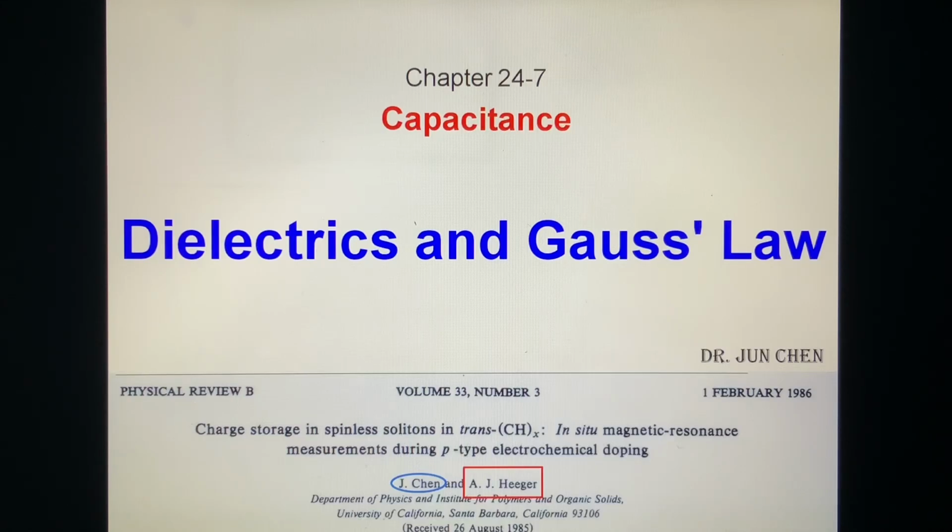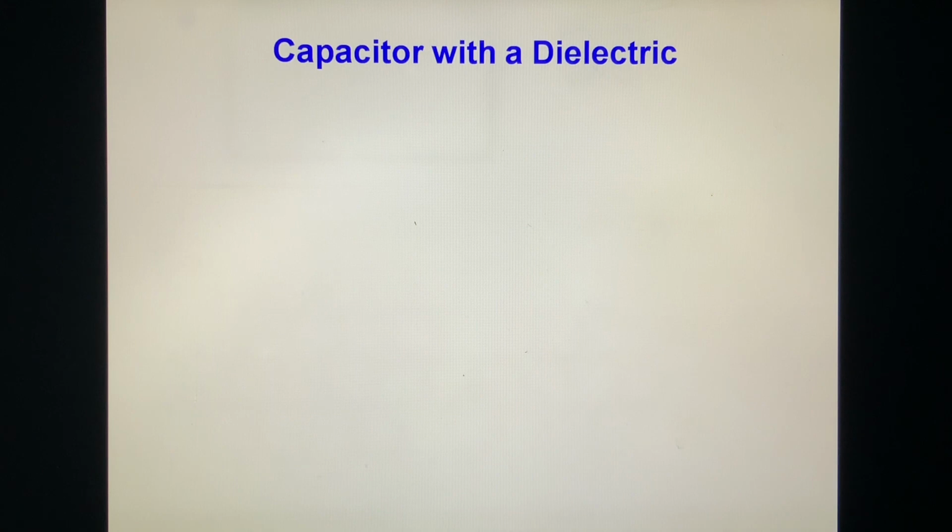Dielectrics and Gauss's Law. Capacitor with a dielectric.